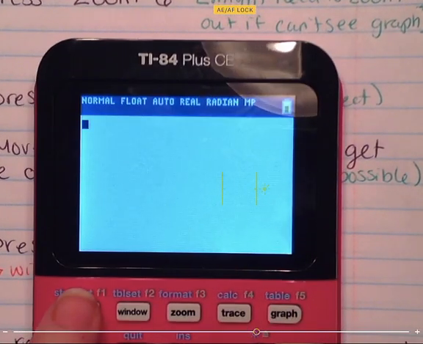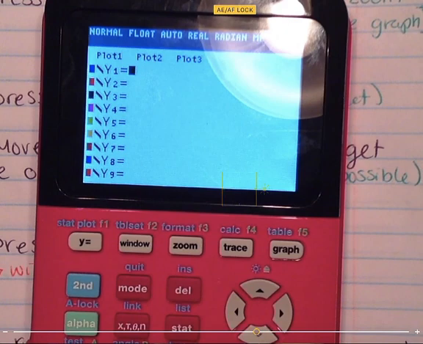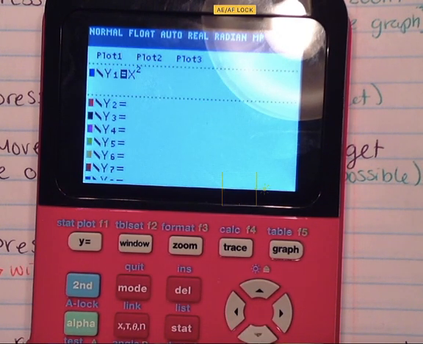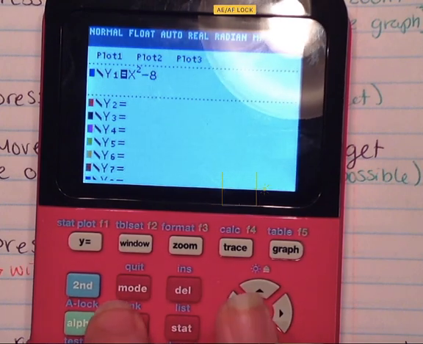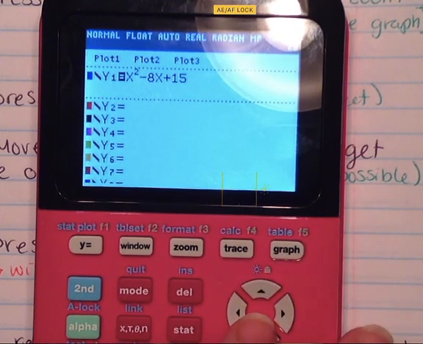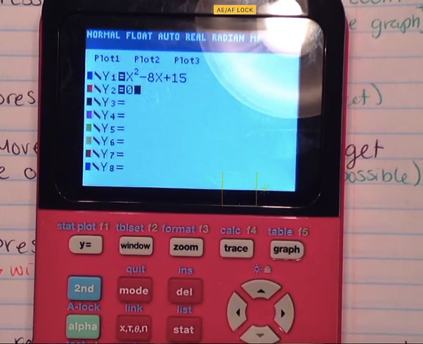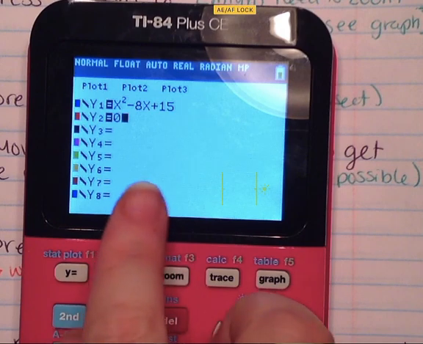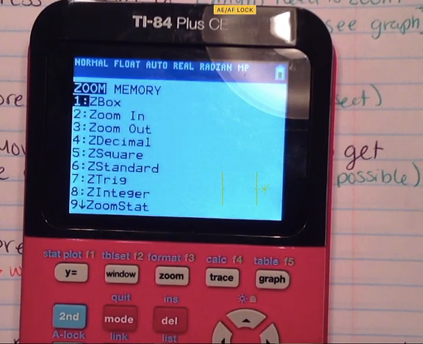So I'm going to go to my y equals. I'm going to plug in my first equation. It'll already be in standard form. It'll be x squared minus 8x and then plus 15. And then it's equal to 0, so I'm going to go down to the y2 and set it equal to 0.